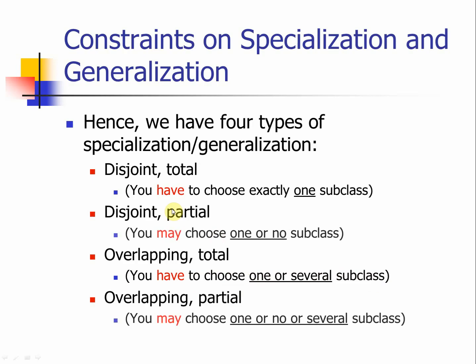On the other side, if they are partial, that means you have the choice not to choose. So if that is partial and disjoint, that means you can choose 0 or 1 subclass. If the choices are partial and overlapping, that indicates you may choose one, no, or several subclasses. So I hope this slide can summarize what we have discussed about the constraints that we have seen.